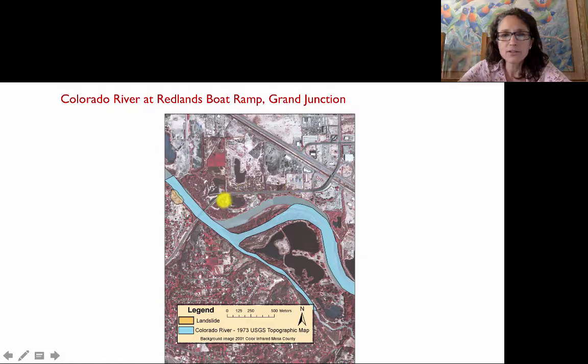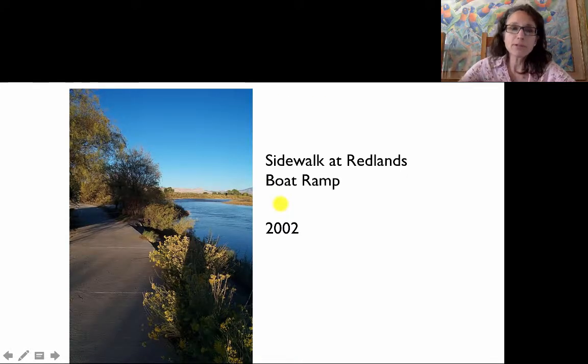So here is Redlands Parkway, and the mall is over here. If you look at this scale, you can see that the river has actually migrated from 1973 to 2001 about 200 meters. So, major bank erosion. You can see how close the bank is to Redlands Parkway, and so they have implemented these bank protection measures to try to protect the parkway.